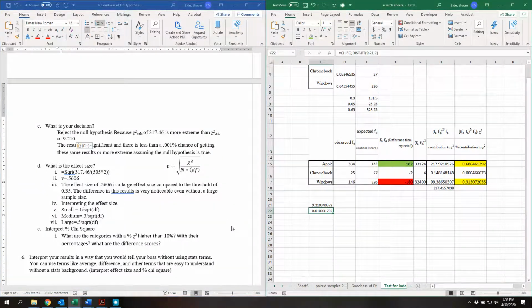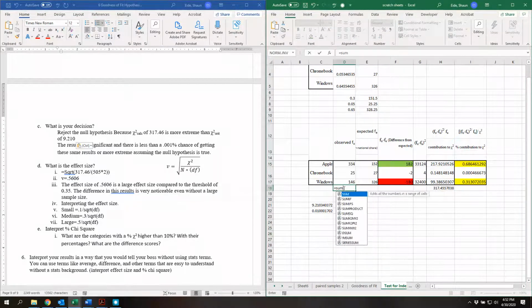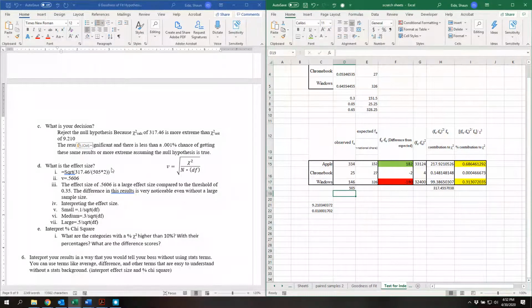So what is the effect size? How much do we know about this? Like how noticeable is this difference? The way that we do this is we take chi-squared calc, so 317.46, divided by the number of observations, and how many observations are there? Let's see here, equals sum. There's 505 observations.